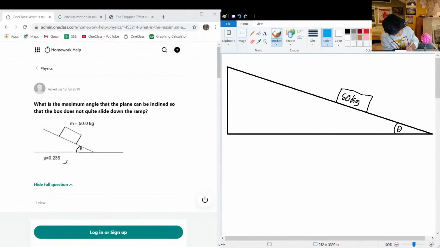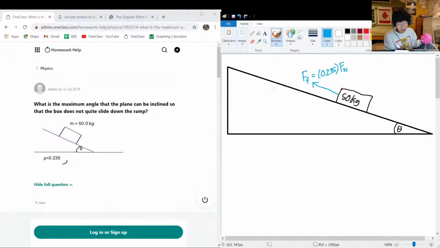blue. So we have the frictional force, which is going to be going up the ramp. And we know that this is going to be equal to the coefficient of static friction, which is given as 0.235, multiplied by the normal force. Okay, so this is going to be our frictional force, and that's the only thing that's preventing it from sliding down. So less normal force means less frictional force.